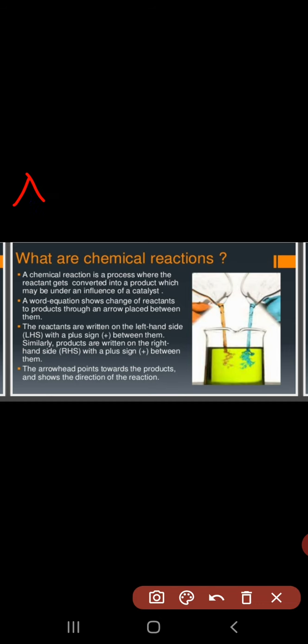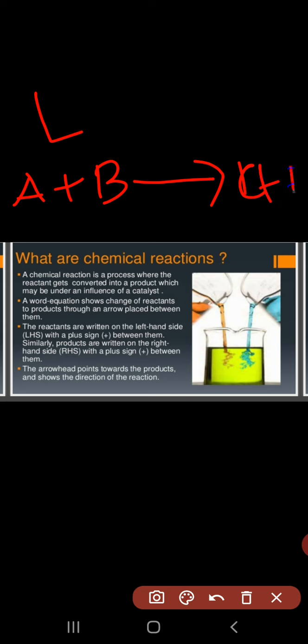If A plus B are the reactants, which are written on the left hand side, and this is the equation sign, and here are the products C plus D, which are written on the right hand side. The reactants are written on the left hand side with a plus sign between them, and the products are written on the right hand side, and here also there is a plus sign between them.